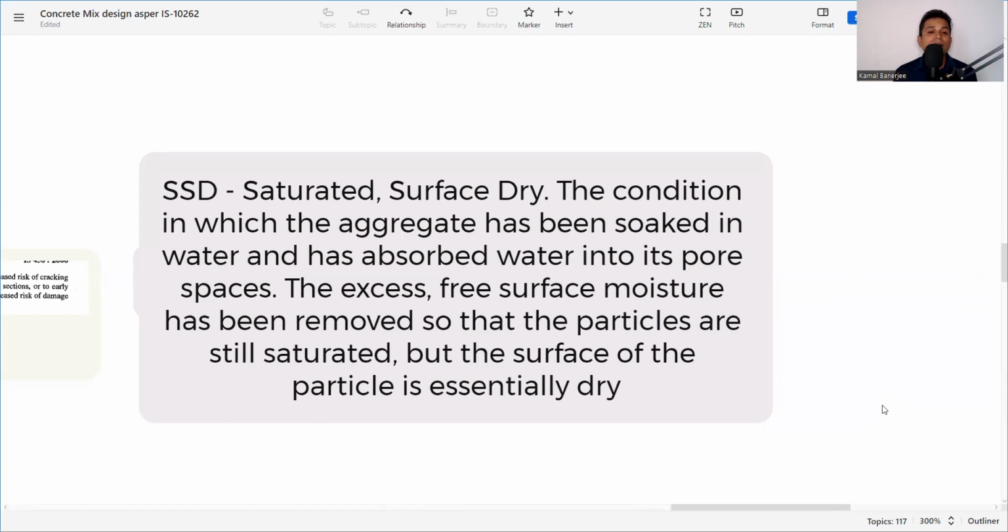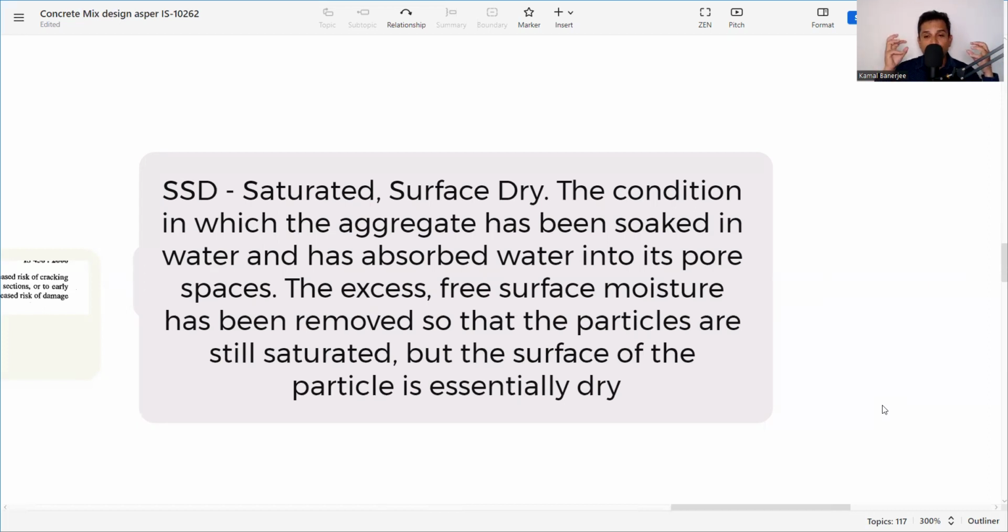So here we are discussing the SSD condition, that means surface saturated dry condition. That means it is already soaked in water and has absorbed water into its pore spaces. The excess free moisture has been removed. That means there is no free moisture on the surface, it is in a dry condition, so it cannot take more water.